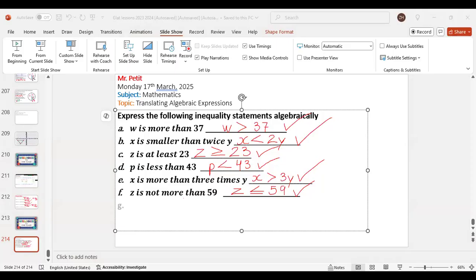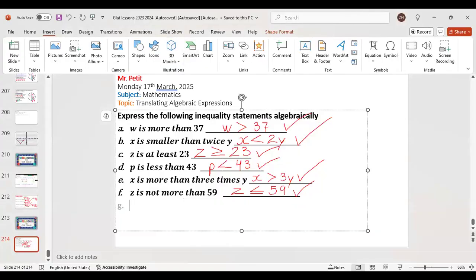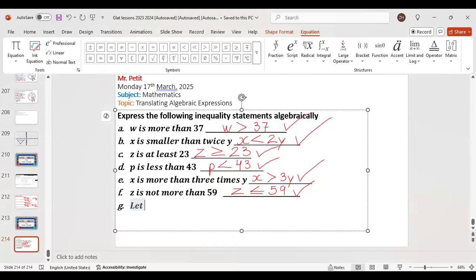Okay, so M for medium and P for hot. Let N represent the number. Equals to? We ain't even reached the thing yet. No problem.